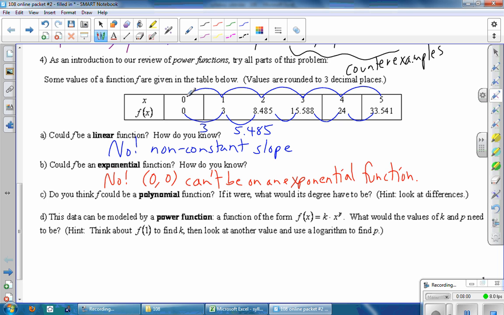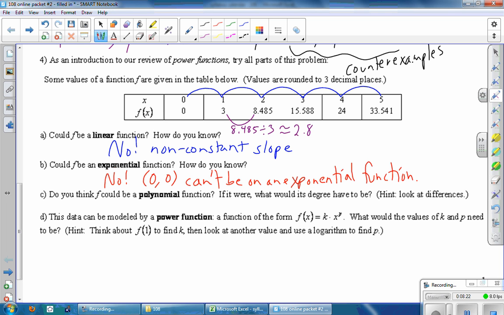function is that if it were an exponential function, then instead of having these constant differences that we were looking for on the linear, we'd be looking for constant ratios. So for example, if you take 8.4 and you divide it by 3 instead of subtracting the 3, okay, so we get something like 2.8. I don't know. You can type it in.